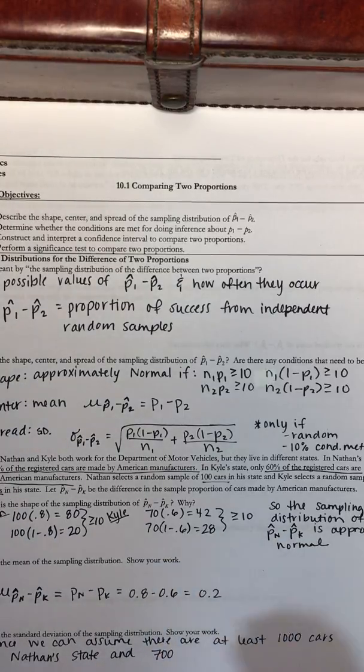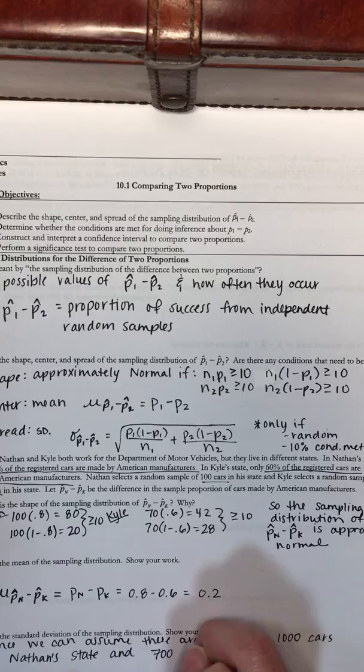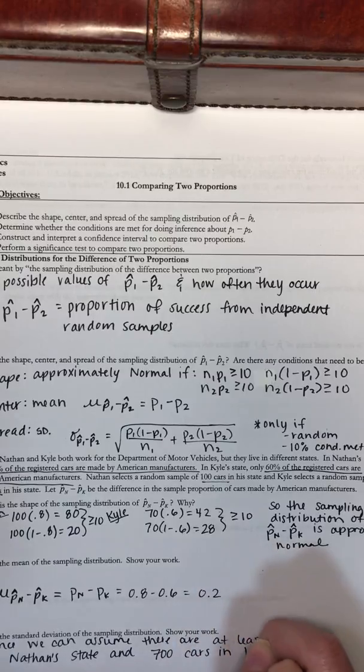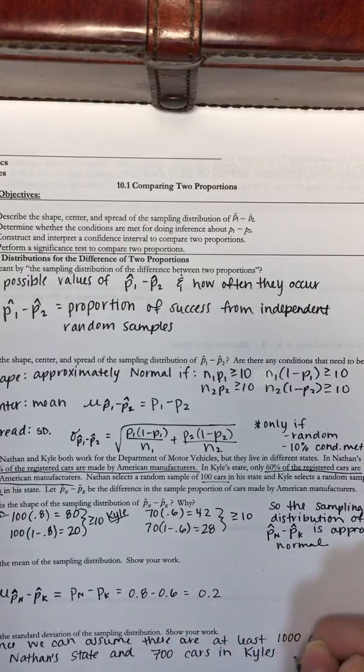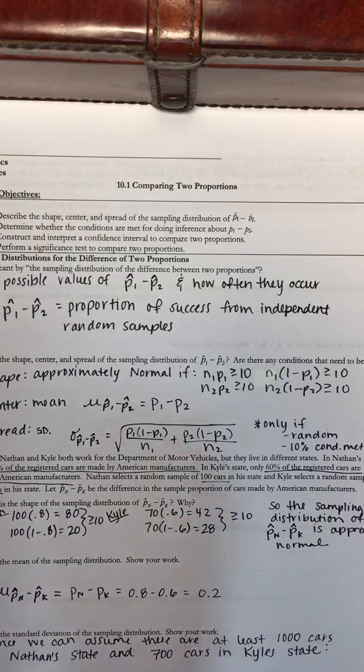If you weren't sure, I got these numbers by multiplying by 10, because remember the 10% condition just means that our sample can be no more than 10% the size of the population. So here we're saying as long as the populations are at least this big, then we're safe, and it seems reasonable to assume that they are that big. So since we can assume that, we're going to use this formula for standard deviation that we wrote above.